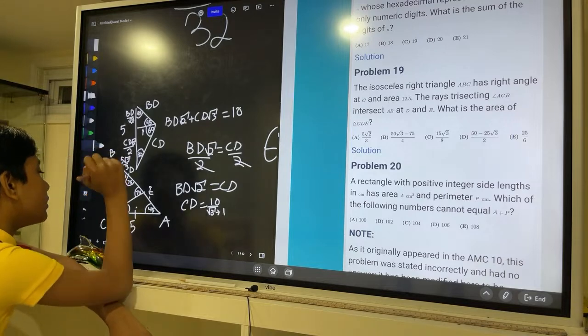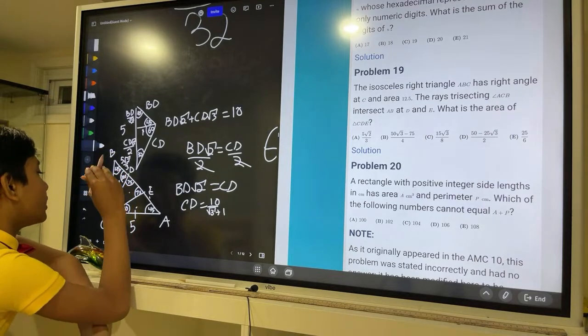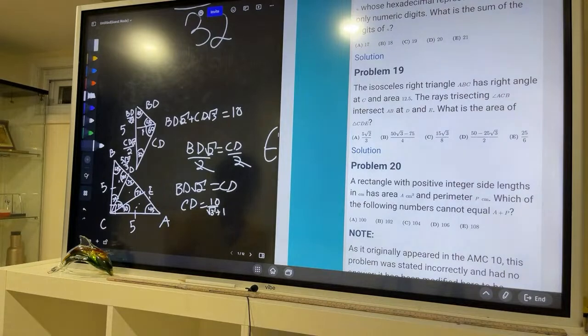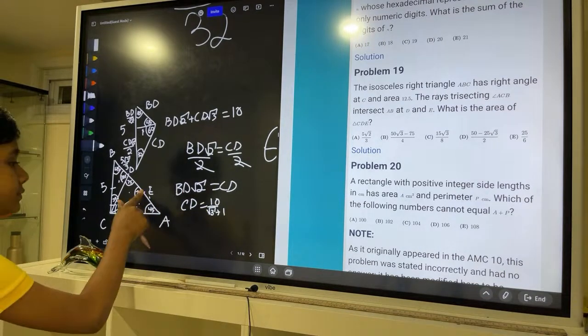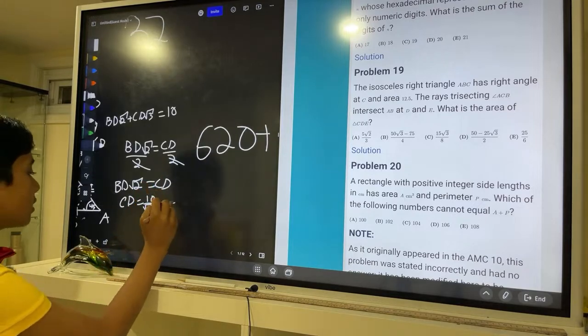I think the only way we can find the area of this is by taking the whole area and subtracting these fellows. So, let's see.